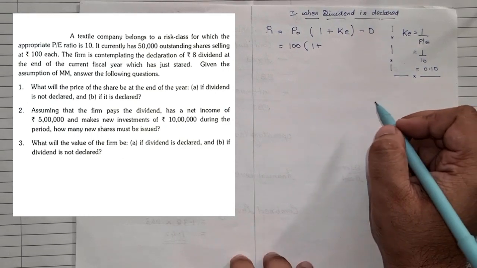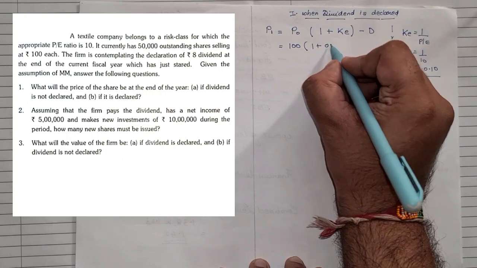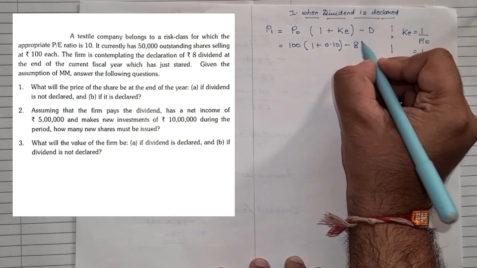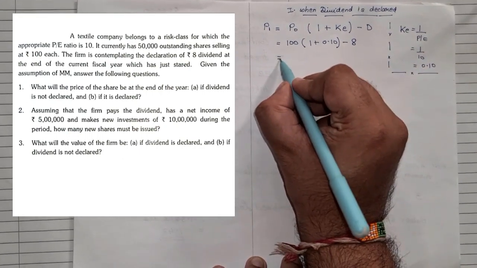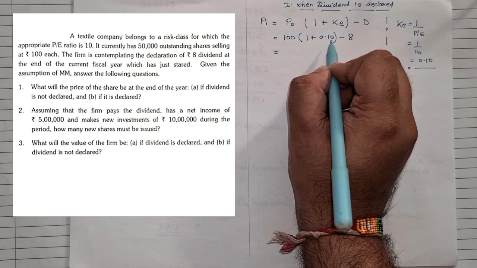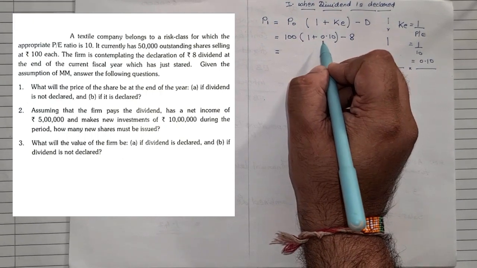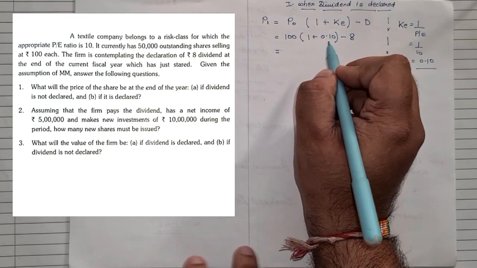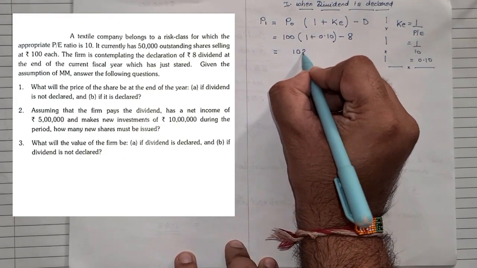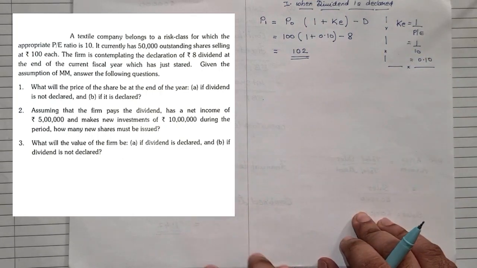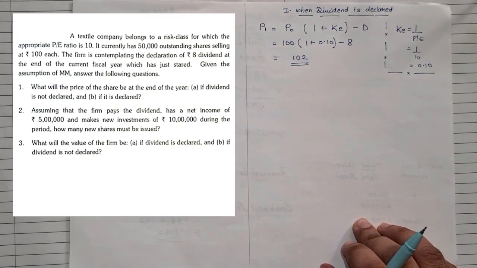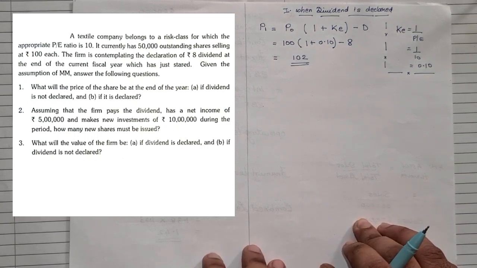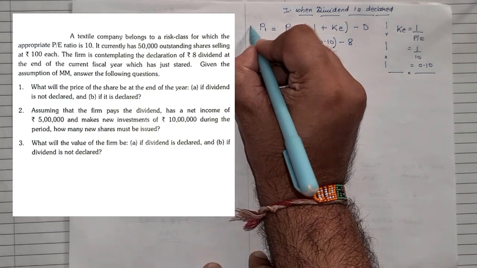So now I got the value of KE. KE is nothing but 0.10. So I'll use it: 0.10 minus dividend. The dividend they have given you is 8 rupees. So very simple, it will be 1 plus 0.1, that will become 1.1 into 100, that is 110, minus 8 will give you 102. So the price at the end of the year is 102. That's the price as per the Modigliani-Miller method. That's the very first thing they ask us to find.